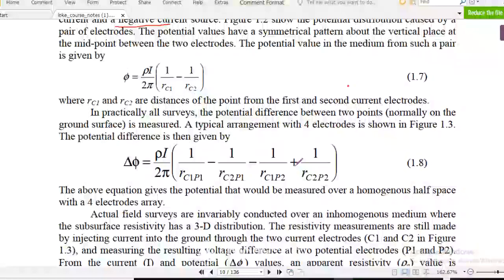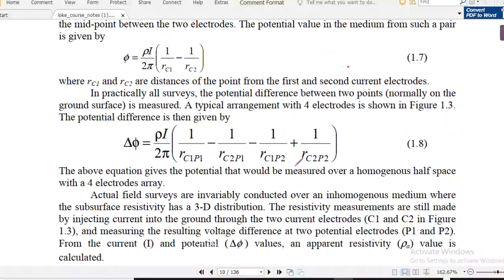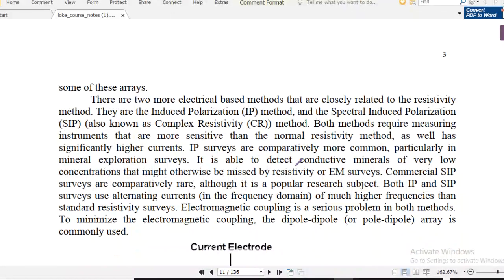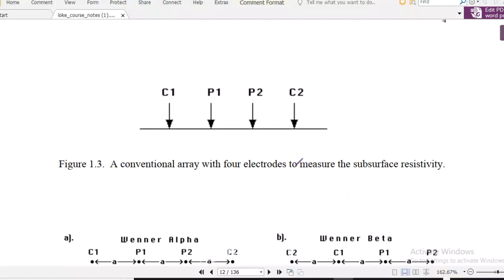In practical surveys, the potential difference between two points, normally on the ground surface, is measured. A typical arrangement with 4 electrodes is shown in figure 1.3. Practically we measure R C1, R C2 on the surface, not within the ground. The arrangement may be like this. This is the most conventional array with 4 electrodes to measure the subsurface.